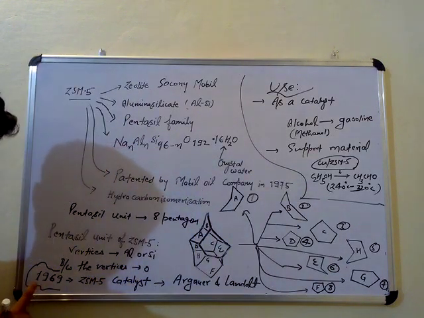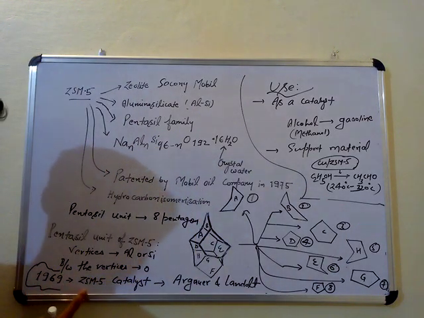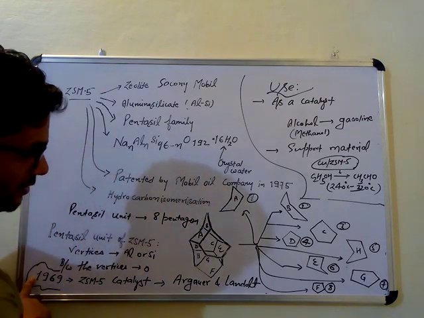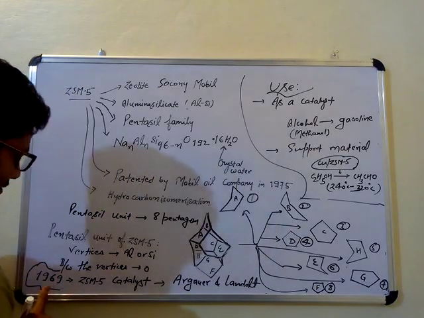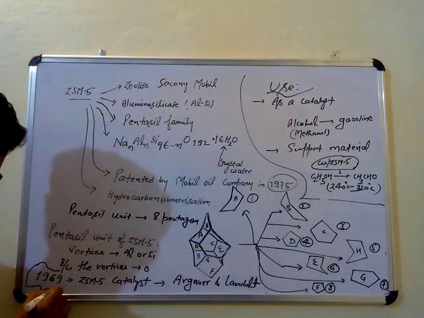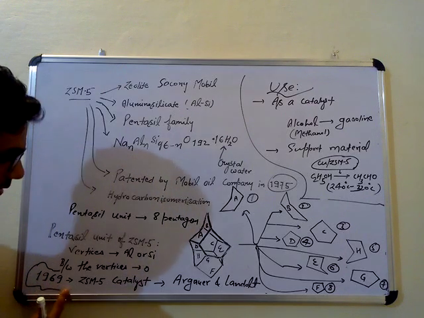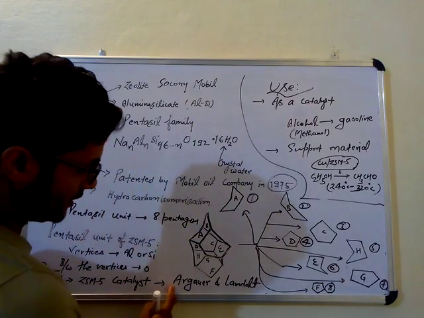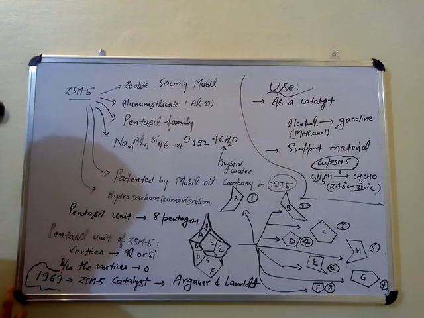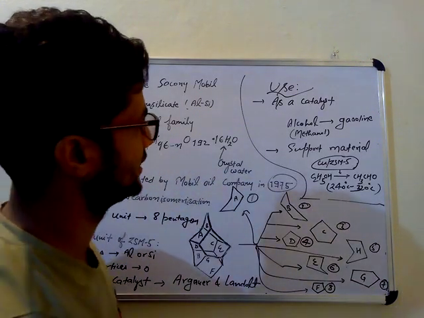It was first used as a catalyst in 1969. You can remember this date, 1969. It was patented in 1975 and used as a catalyst in 1969 by Argauer and Landolt. They used this ZSM-5 in 1969 as a catalyst.